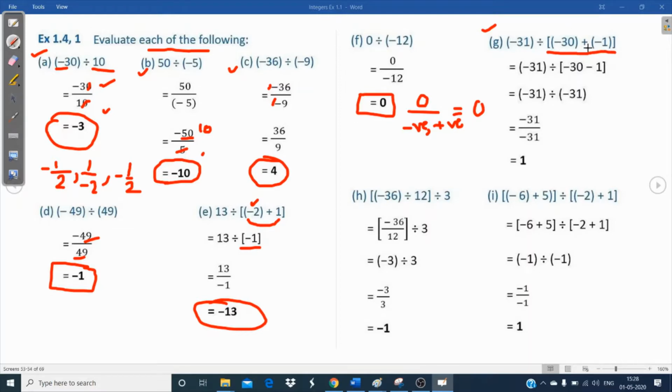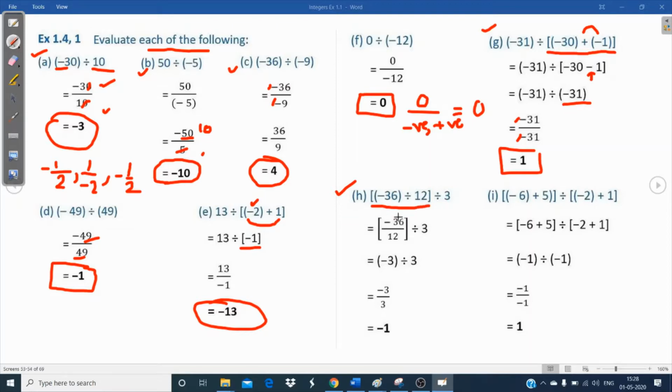Now next part, minus 31 divided by, so we will solve the bracket first. So minus 30, now this plus minus sign will change to minus. Now minus plus minus, and the sign will be minus, so minus 31. So minus 31 divided by minus 31, the minus will cancel out. What will be left? 31 upon 31. So what will you get? 1.